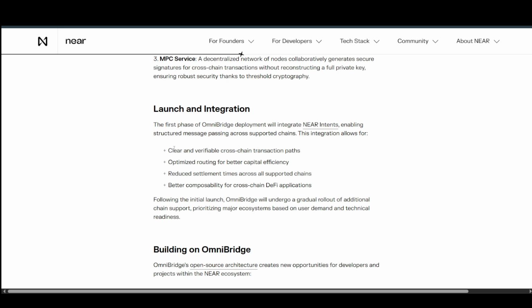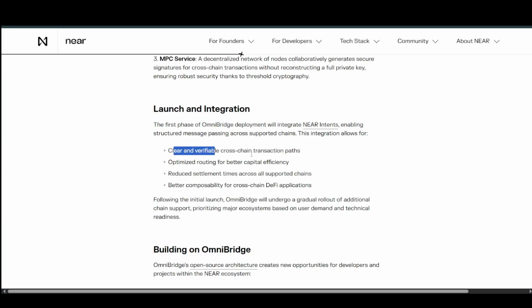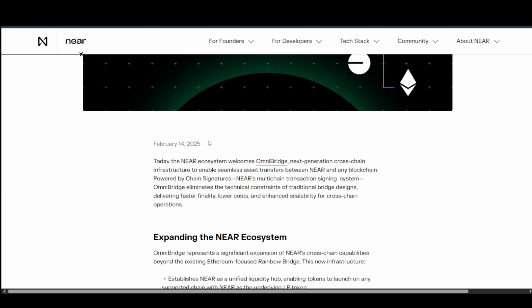there will be clear and verifiable cross-chain transaction paths. So basically token swaps can happen from blockchain A to blockchain B and so on. That's pretty good. It will reduce settlement times across all supported chains, so that's pretty good. Better, there will be cross-chain DeFi applications as well. Overall, this is going to be pretty awesome for NEAR, I think, when it happens.